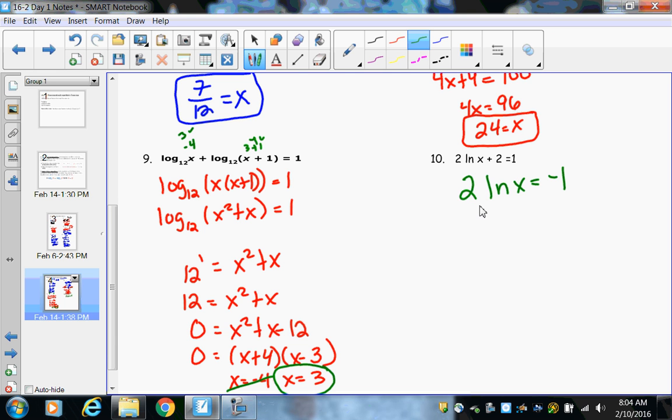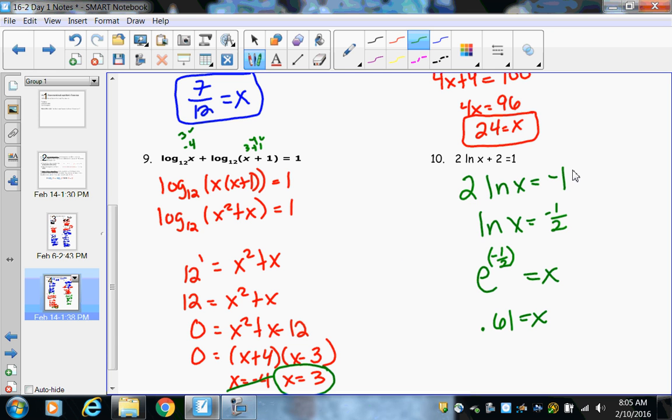First way is the opposite of multiplying is dividing, so you could say the natural log of x equals negative 1/2. And then here, this is in log form, and I'm stuck, so I can convert to exponential. Remember, this is really log base e, so that means it's going to be e to the negative 1/2 equals x. Remember to type that in parentheses when you type it in your calculator, and you will get 0.61.